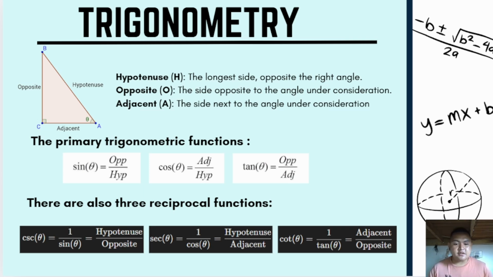There are also three types of reciprocal functions. The cosecant theta equals 1 over sin theta, which equals hypotenuse over opposite. The secant theta equals 1 over cosine theta, which equals hypotenuse over adjacent. The third one is cotangent theta, which equals 1 over tangent theta, which equals adjacent over opposite.